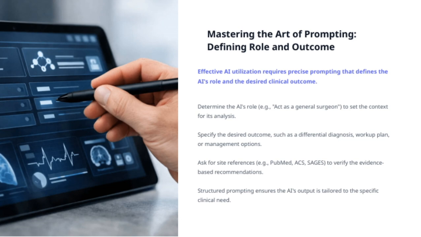It's also crucial to define the AI's role, like asking it to act as a general surgeon, which sets the context for its analysis. This helps the AI adopt the appropriate perspective and depth of knowledge. Overall, effective AI utilization hinges on precise prompting. This means clearly defining both the AI's role and the specific clinical outcome you're aiming for. Mastering this art of prompting is fundamental to extracting useful, accurate, and actionable information from AI in our practice.